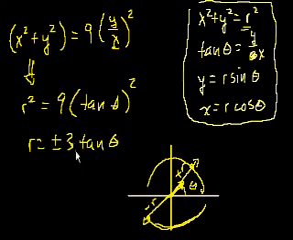And actually it turns out the same thing for this equation. So you could just say r is equal to 3 tangent of theta. If you're not sure, I guess it doesn't hurt to put the plus or minus there. Next one. Let me erase this one again. Actually, I'm almost out of time. Let me continue this in the next video.